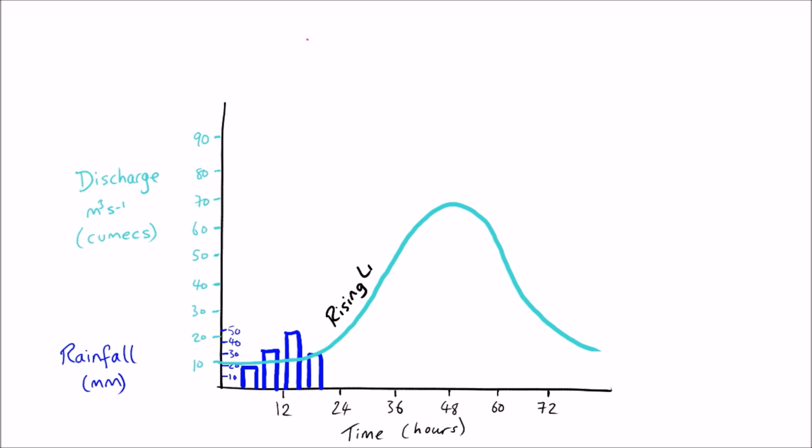Now you can see that when it does rain, the river responds by increasing its discharge. When it goes up, it's called the rising limb, and when it falls again after the storm, it's called the falling limb. The very top of the peak is the peak discharge. Q is the symbol of discharge, so we're going to be using that in this presentation.